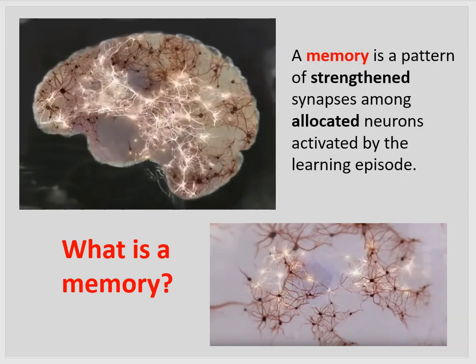So we're going to say a memory is a pattern of strengthened synapses among allocated neurons activated by the learning episode. So take a moment to digest that. A memory is a pattern of strengthened synapses among allocated neurons activated by the learning episode.